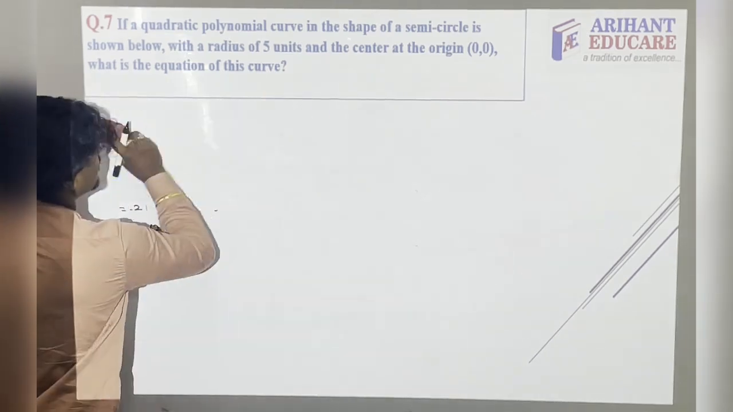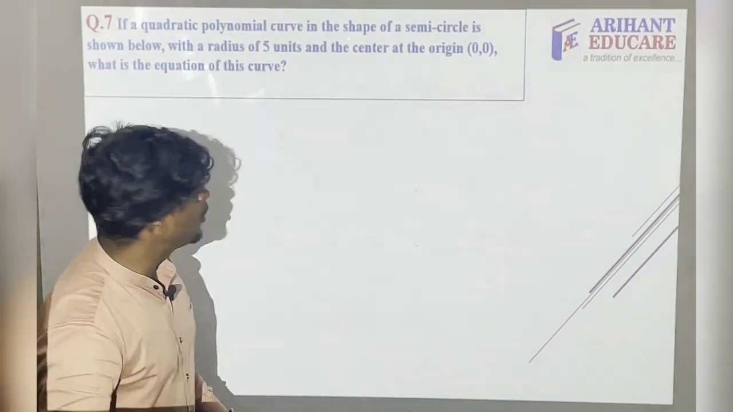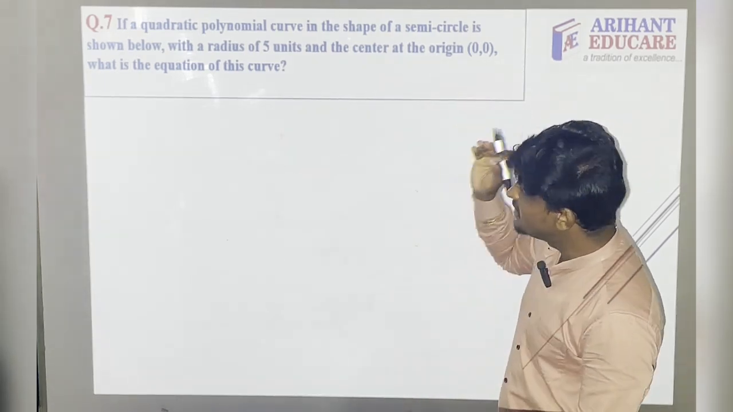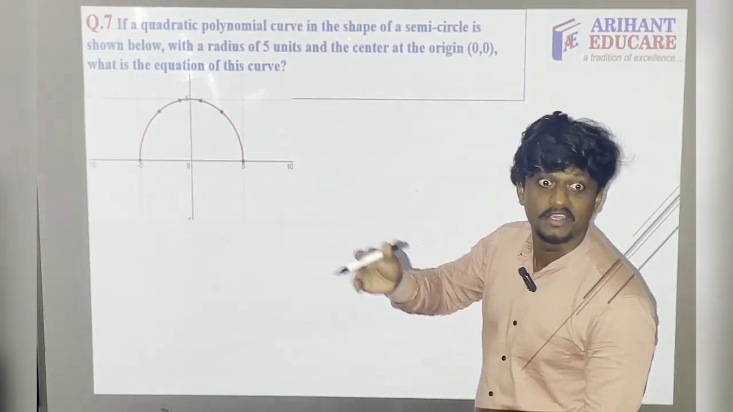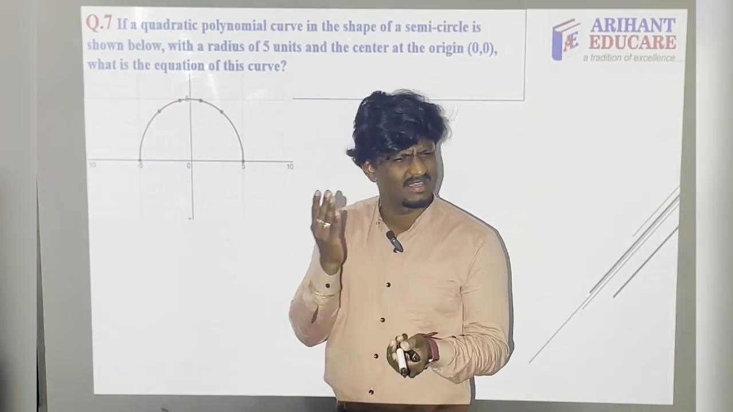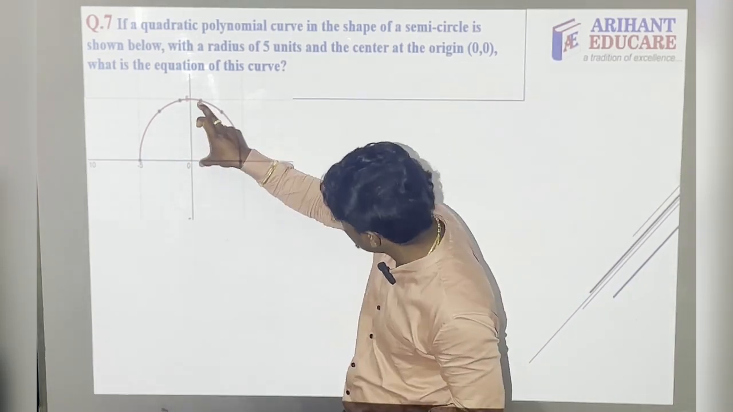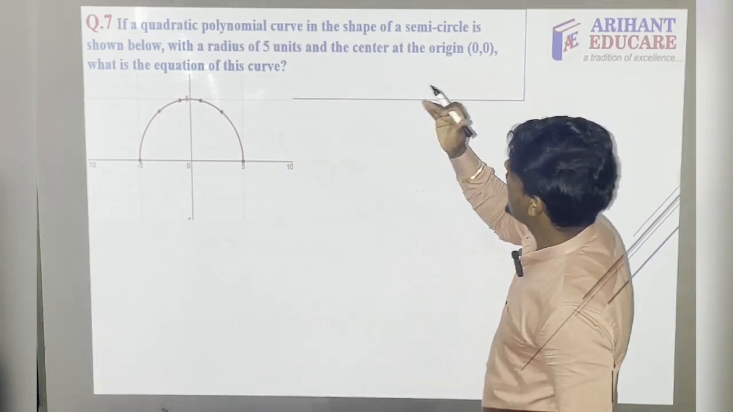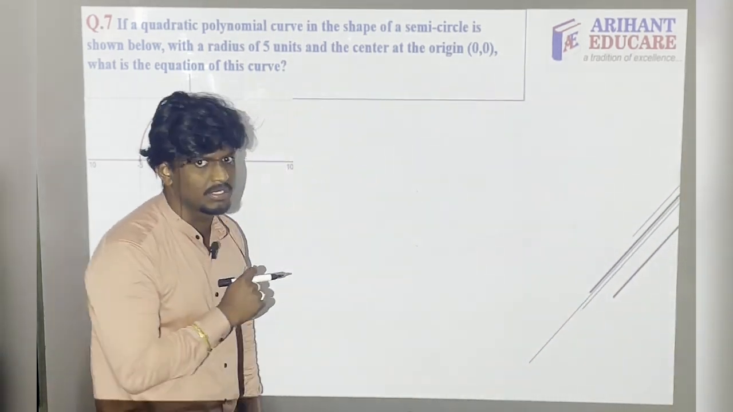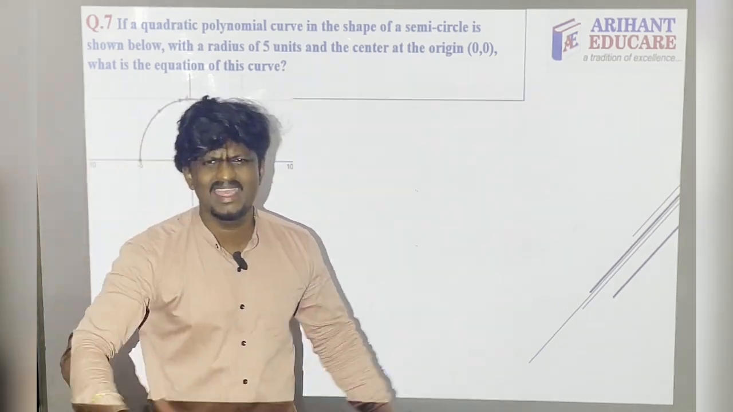Now it says, a quadratic polynomial curve in the shape of a semicircle is shown below, with a radius of 5 units. Semicircle, you know, is half of a circle, with radius 5, and the center at the origin. What is the equation of this curve? We don't have the equation, but again, nothing to worry.